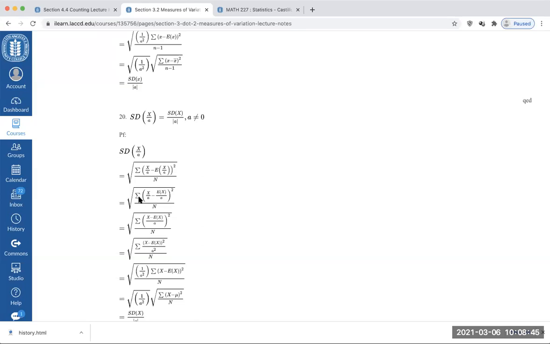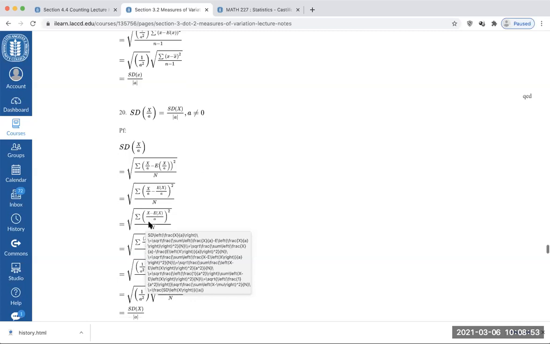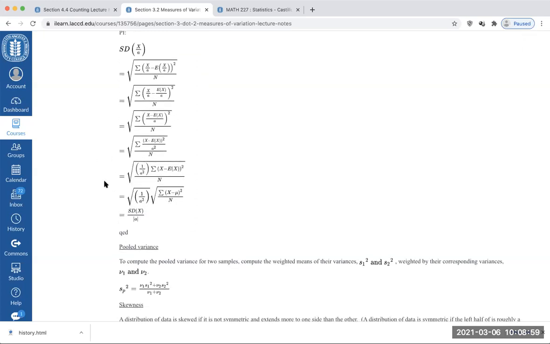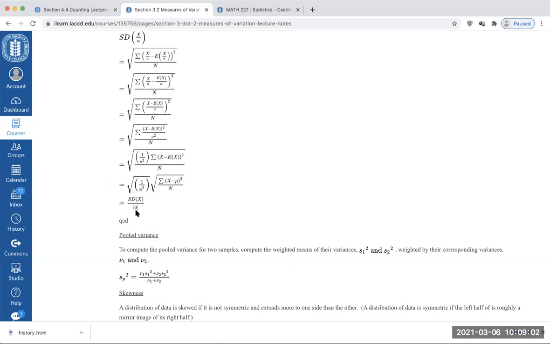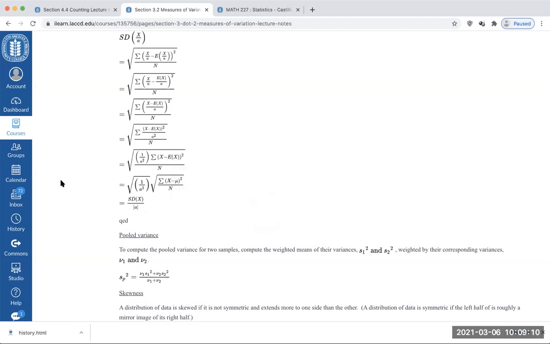And so I can factor out an a from the denominator. This is being squared, so this is just divided by a squared, and I'll bring that out in front of the summation. The square root of a squared is the absolute value of a, so I'm dividing by the absolute value of a. What remains, since the expected value of x is mu, is the square root of the sum of x minus mu squared, all divided by n, which is just the standard deviation of x. Therefore, I've shown that this is equal to the standard deviation of x over the absolute value of a, and that's what I wanted to show.